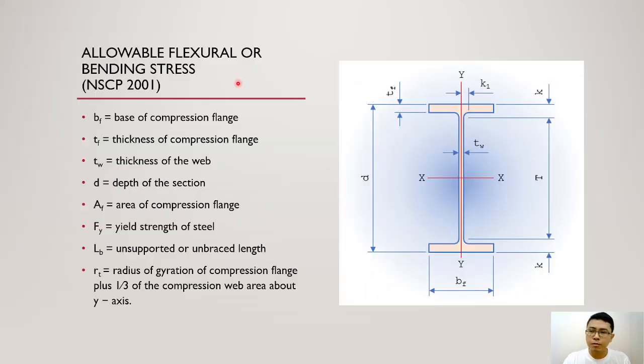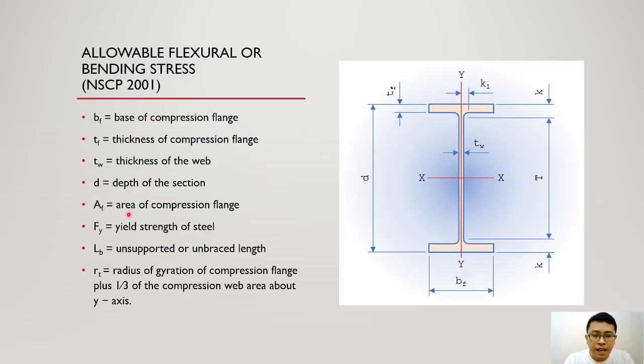Now, before we proceed with the procedure that we're going to go through in determining the allowable flexural or bending stresses of beams, especially the provisions found in NSCP 2001, we take note of the following parts of our section, the properties of our section. Of course, we have the depth, that's D. TF is the thickness of the compression flange. TW is the thickness of the web. B is the depth of our section. BF is the base of the compression flange, or also the width of the compression flange for the other flanges.